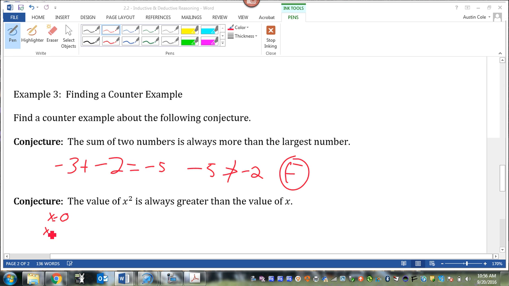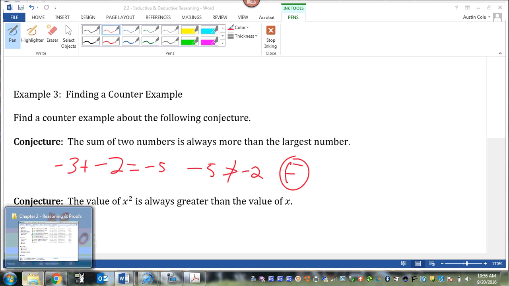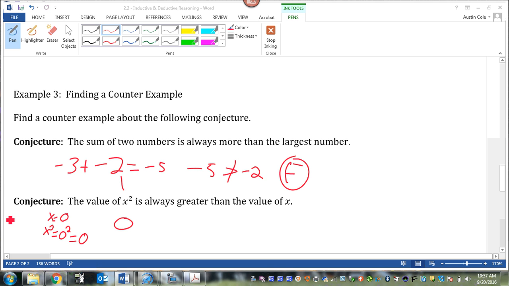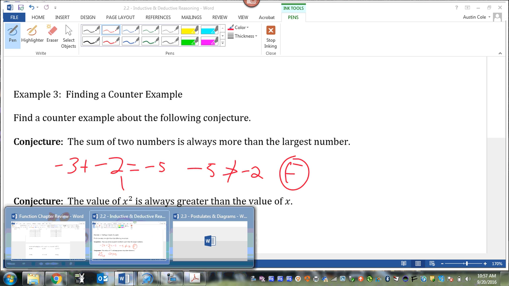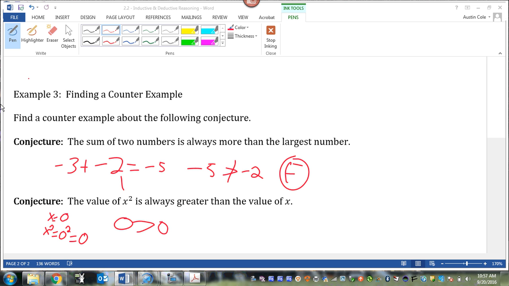Then x squared is equal to 0 squared, which is equal to 0. Speaking mathematically, is 0 greater than 0? No, it's equal. False. There's your counterexample. What's another number that would work for that? 1. 1 squared is 1. 1 is not greater than 1. Yeah.